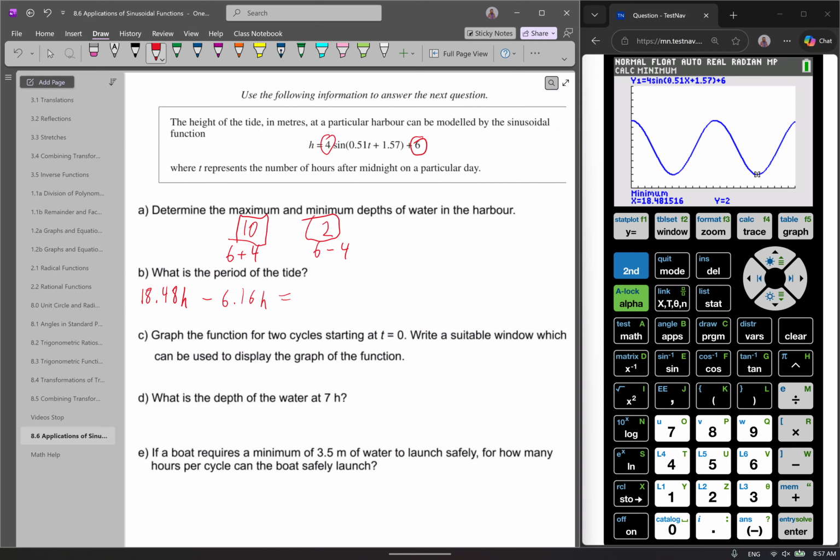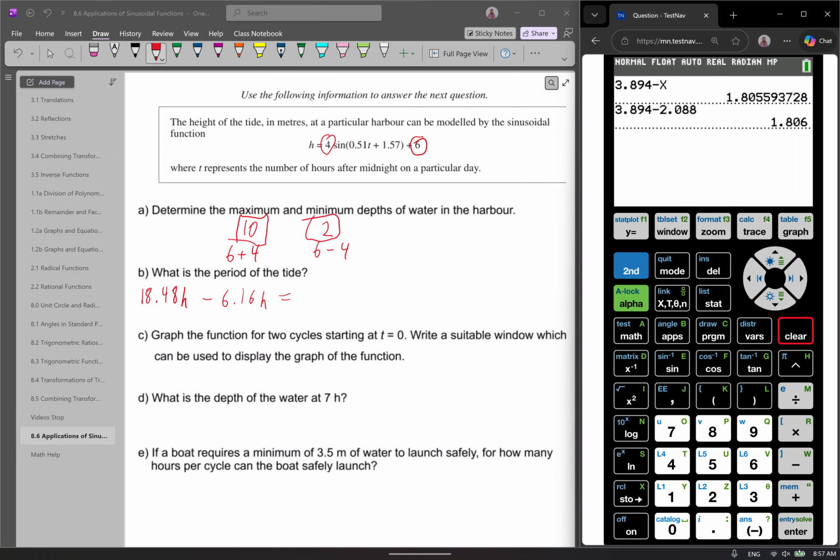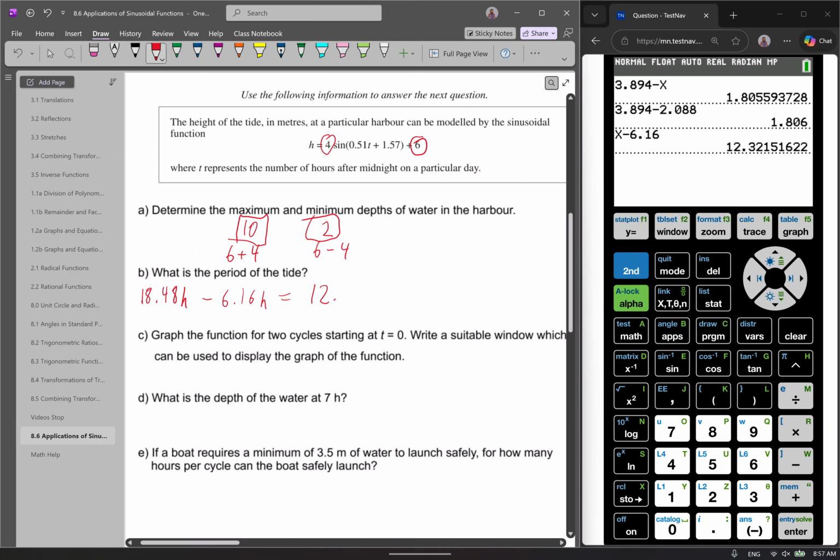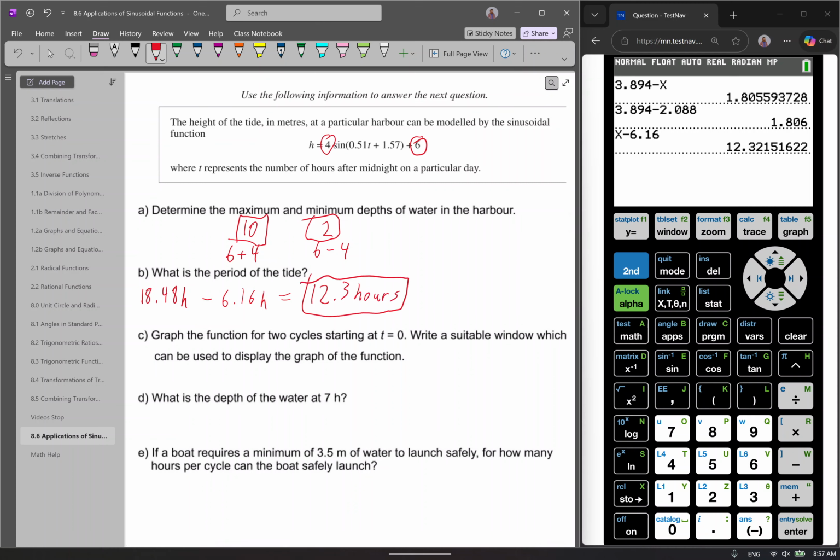So if we subtract those two values, what do we get? Again, I can use my little x trick. So I can go x minus, because that's the most recent one I used, 6.16. And I get 12.3 hours as my period.